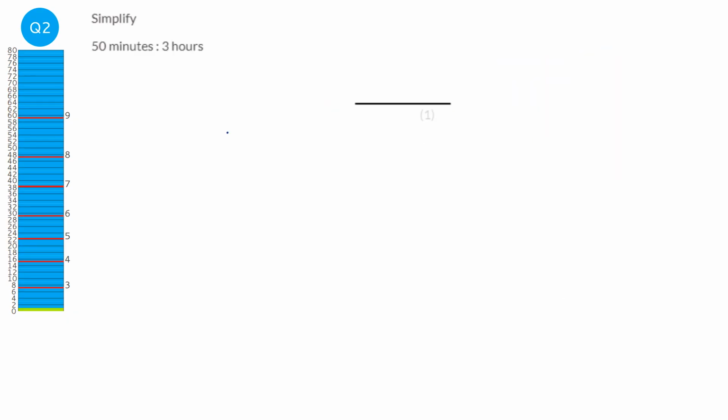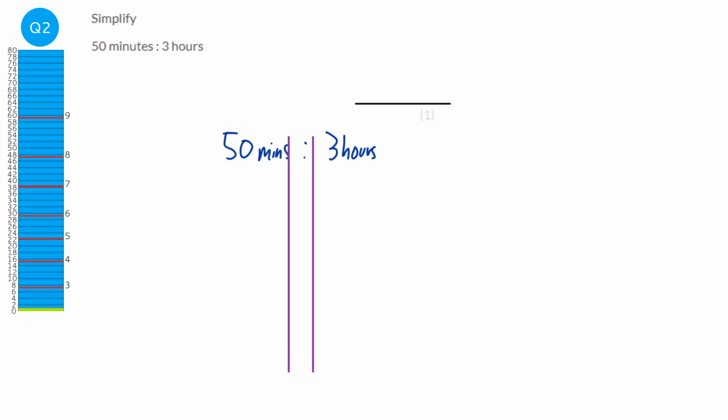We're going to first of all have to convert these both into the same unit. So we've got minutes and hours. That's not going to help us much. So what I'm going to do is pick the smaller unit, which will be minutes. So I'm going to keep that 50 minutes. And I'm going to convert 3 hours into minutes. That would be 180 because we times by 60.